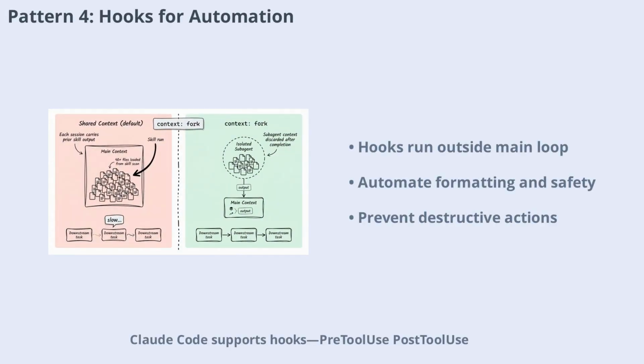Claude Code supports hooks: PreToolUse, PostToolUse, and Stop, that run outside the main reasoning loop. These hooks automate tasks like formatting code after every write, intercepting destructive actions for confirmation, or verifying completion. For example, a PostToolUse hook can run gofmt automatically, while a PreToolUse hook can require explicit approval before deleting files. Hooks add a layer of safety and consistency, letting you automate routine checks and prevent costly mistakes.